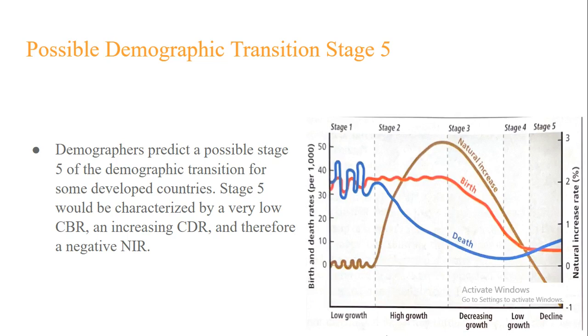Possible demographic transition stage 5. After several decades of very low birth rates, a stage 5 country would have relatively few young women aging into childbearing years. If the demographic transition is to include a stage 5, Japan will be one of the world's first countries to reach it. In addition to Japan, several European countries, notably Russia and other former communist countries, already have negative NIRs.